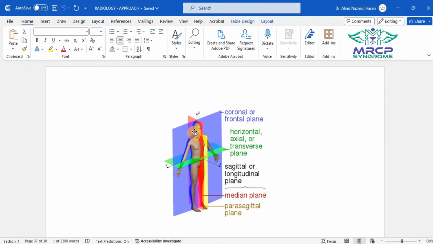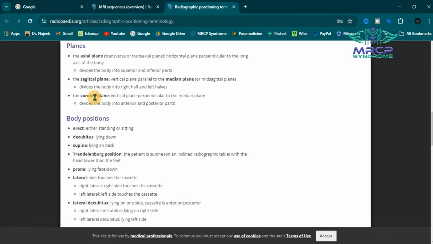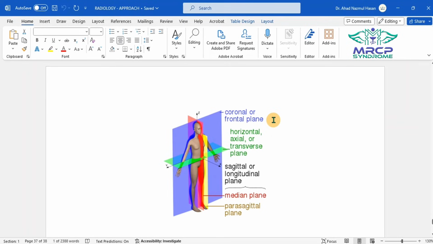Or also you can remember during the coronavirus attack, during COVID, we used to wear a mask in the anterior portion of our face. So the COVID or coronal or frontal plane will differentiate into anterior and posterior segments. So the coronal plane is a vertical plane perpendicular to the median plane, and it divides the body into anterior and posterior parts. This coronal plane is also known as the frontal plane.